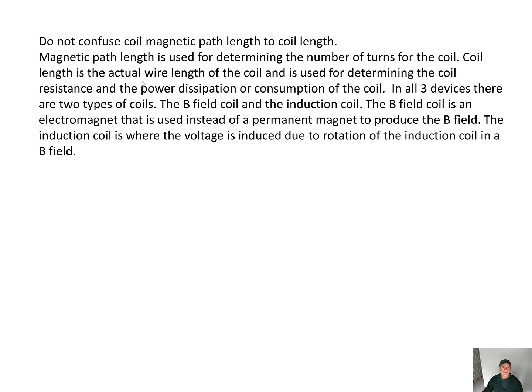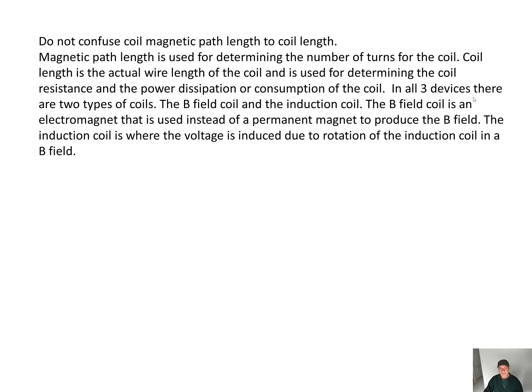Do not confuse coil magnetic path length with coil length. Magnetic path length is used for determining the number of turns for the coil. Coil length is the actual wire length of the coil, and it's used for determining the coil resistance and the power dissipation or consumption of the coil.